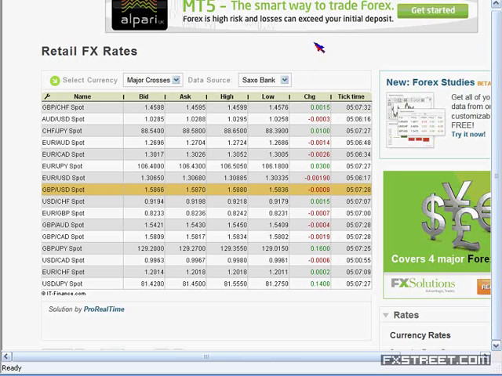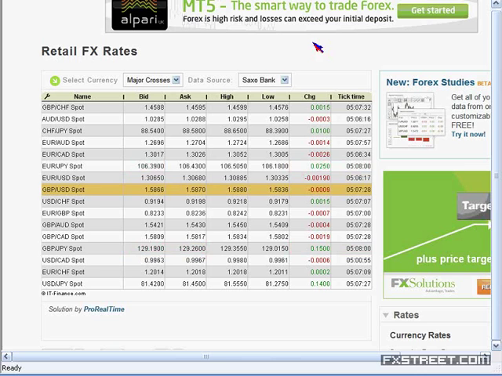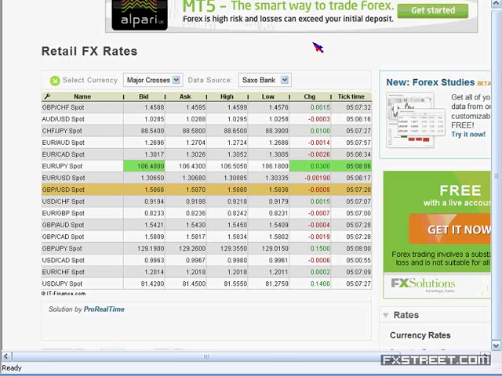Let me just explain that in the case of Euro, USD and GBP, they are showing negative net change at the moment, and we know that these are all contrarian moves.